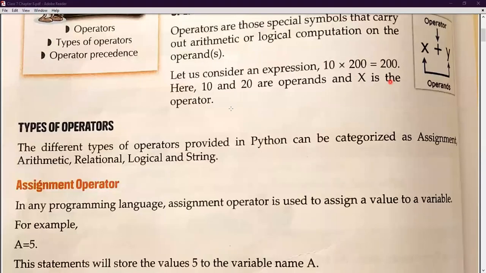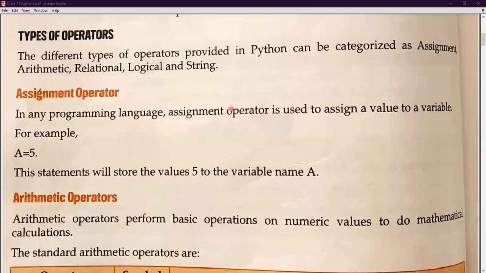Now we will understand the types of operators. There are different types of operators available in Python. The different types of operators provided in Python can be categorized as assignment operator, arithmetic operator, relational operator, logical operator, and string operator. We will start with the assignment operator first.